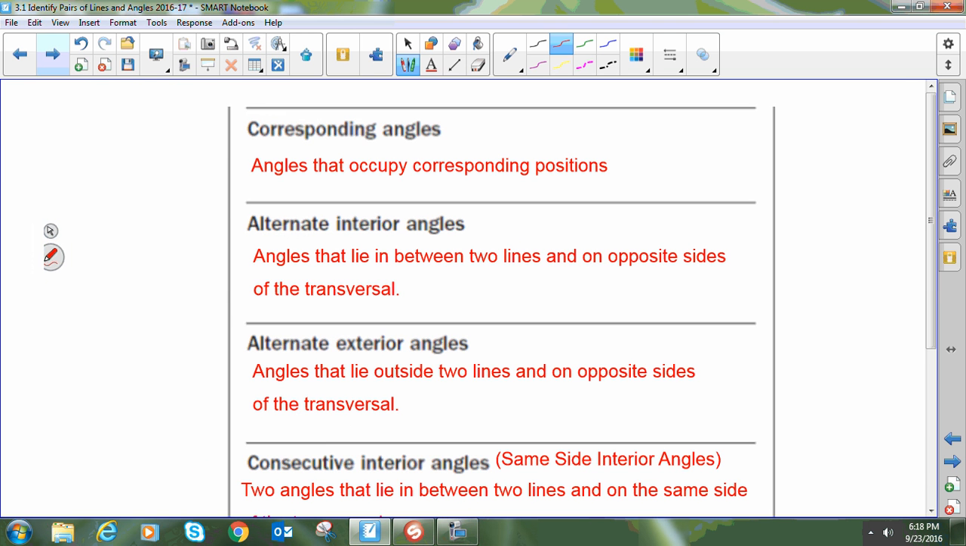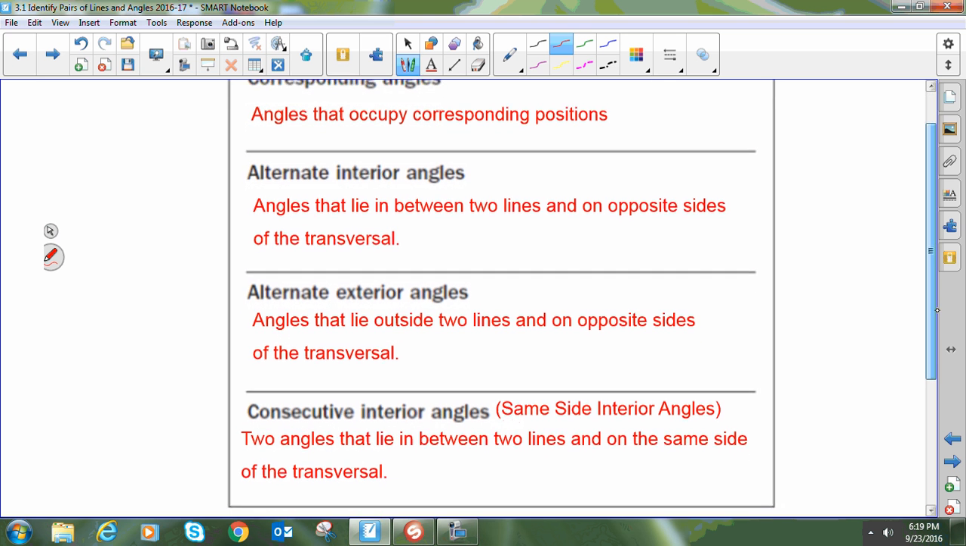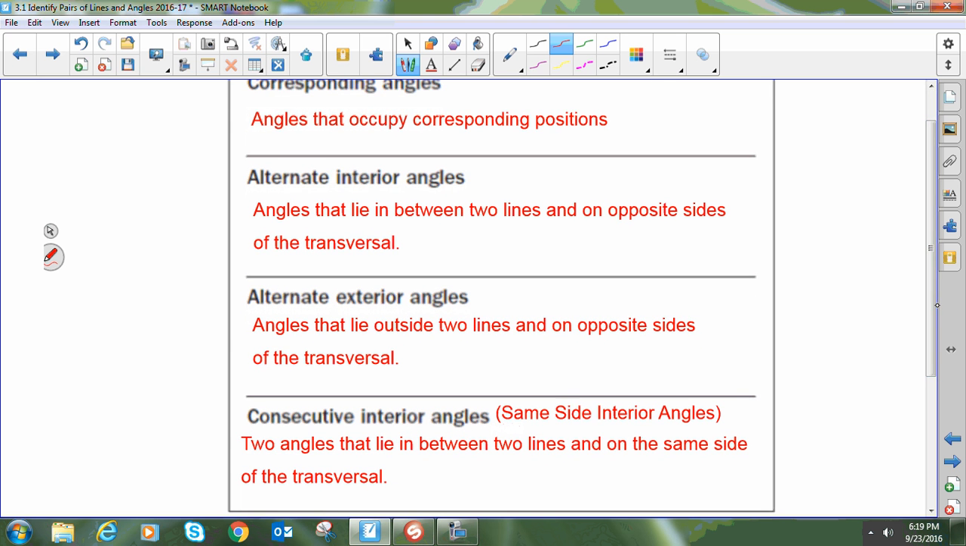So here are the remaining vocabulary terms on the front of your handout. At this time, pause the video and copy down what you need to, and when you're done, hit play and listen to the further explanation.